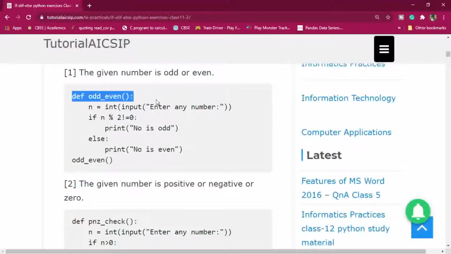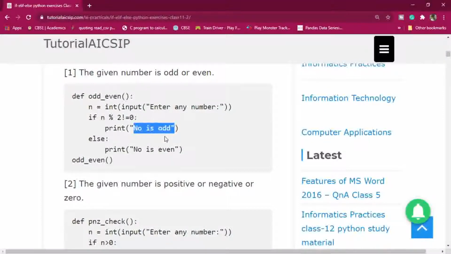First I have created one function. In this function we can use any name; I have already explained that in the practical part, which you can watch. I will provide that video in the I button also. So odd even, then n equal to integer input, enter any number. Then here we have used the relational operator, not equal to, because first I am going to check whether the number is odd or not.